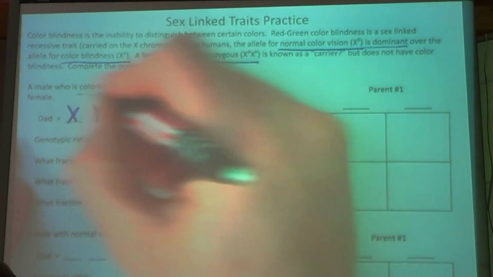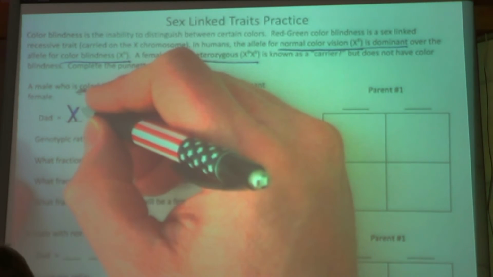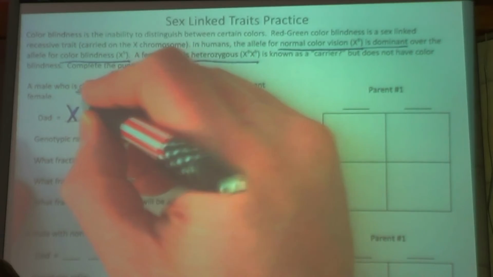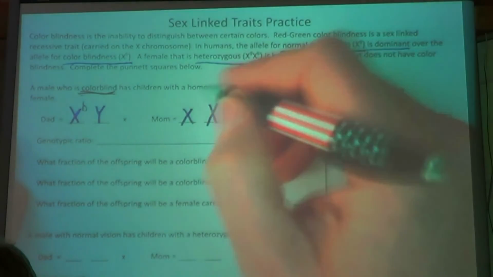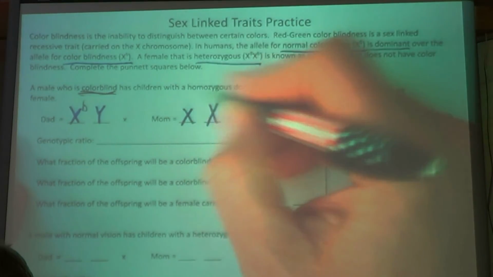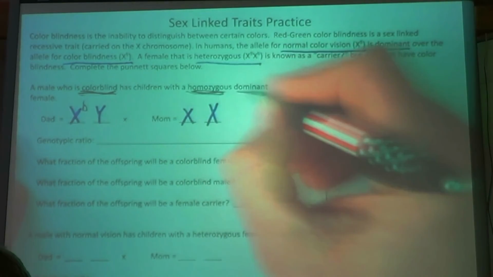A male who is colorblind. So if he's colorblind, what is the B that's going to be on his X? Is it X big B or X little b? X little b. What's on the Y chromosome? Nothing. Has a child with a woman, XX, who is homozygous dominant.